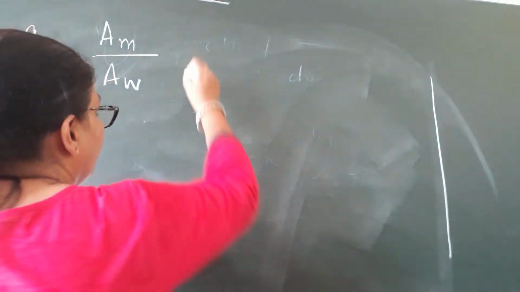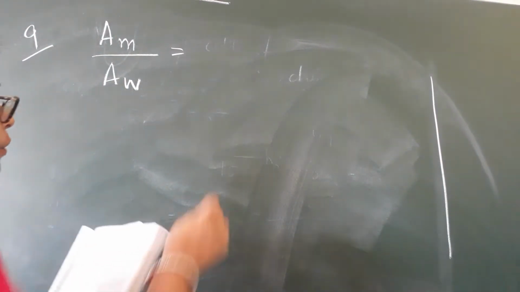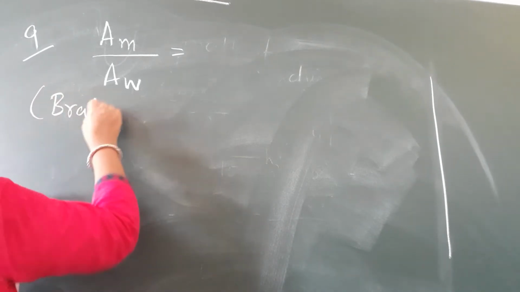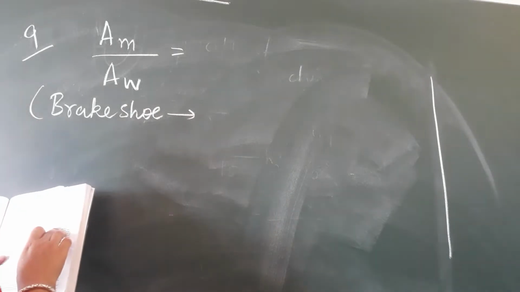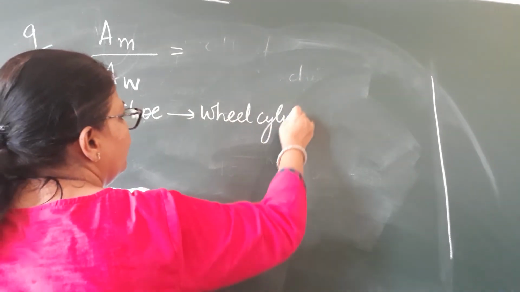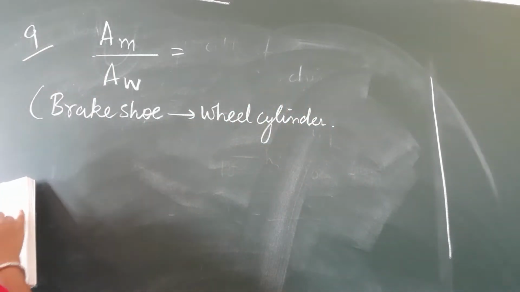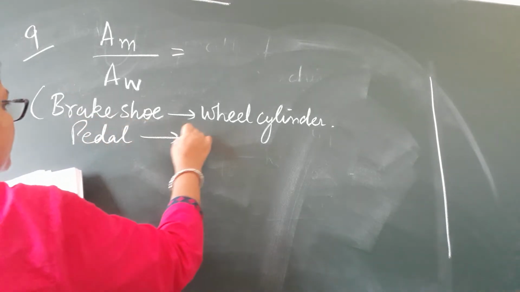Now children, for you to very clearly remember, brake shoe corresponds to the wheel cylinder. Remember brake shoe, I'll write down over here. You can also note down that whenever it is mentioned brake shoe, it corresponds to the wheel cylinder. Okay, this is something for you to remember. That's why I am writing it down. And the other one is pedal, and the pedal corresponds to the master cylinder.